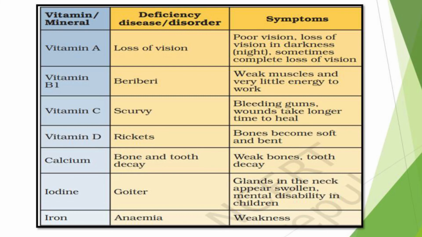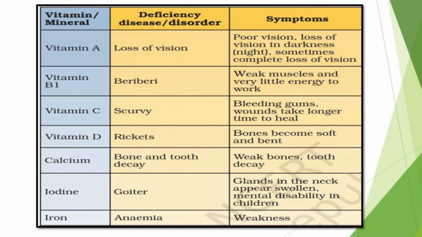Next is the mineral calcium. Its deficiency causes bone disorder and tooth decay. Weak bones and tooth decay are the symptoms of the deficiency of calcium. Next mineral is iodine. Its deficiency causes the disease goiter. The symptoms of this disease are glands in the neck appear swollen and mental disability in children. The last one is iron. The deficiency disease is anemia. The symptom of this disease is weakness.